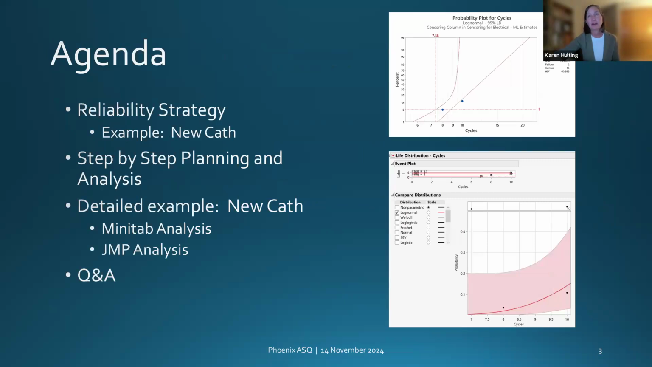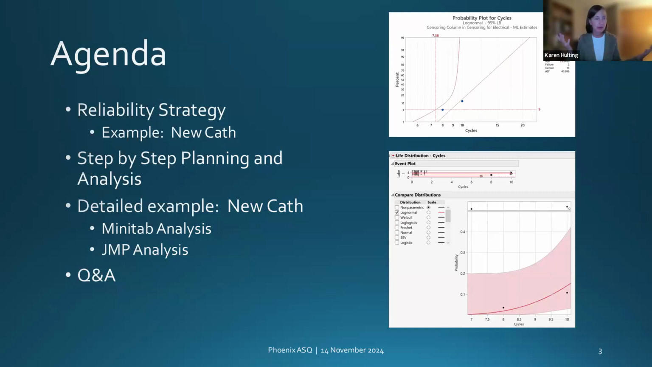I've got this slide here that gives you the final analysis graphs, which at this point don't mean a lot to us, both in Minitab statistical analysis and JMP. What I'm going to talk about first is some reliability strategy and how I think about reliability requirements. I'm calling this product that we're talking about NewCath. It's a catheter product that's used in a medical device application.